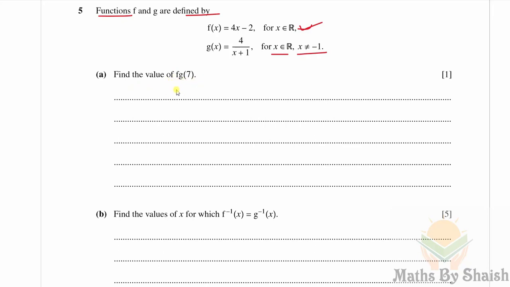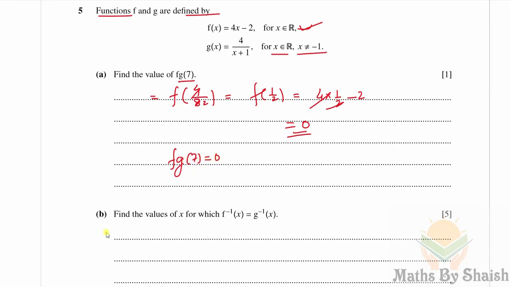So we'll calculate f of g of 7. From here it is 4 over 7 plus 1, that is 8, which is 1 by 2. So f of 1 by 2, we will get it from here: 4 into 1 by 2 minus 2, and that is going to be 0. So fg of 7 is equal to 0.